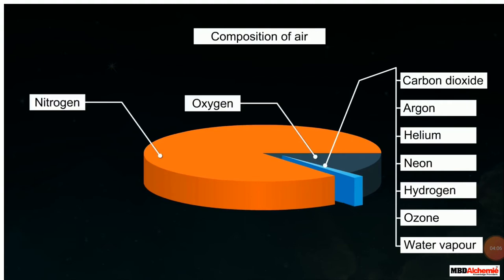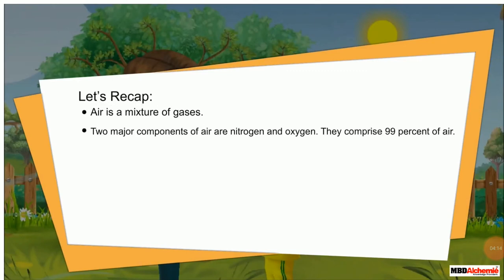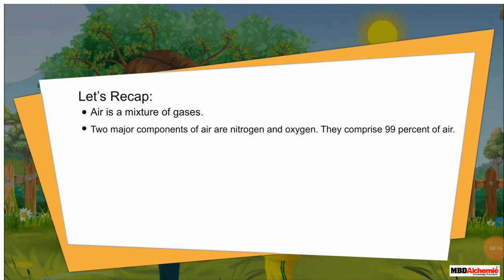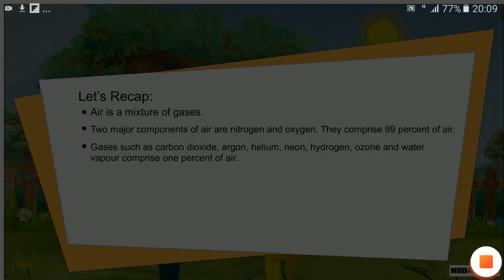So kids, now you know what air is composed of. Let's recap. Air is a mixture of gases. Two major components of air are nitrogen and oxygen. They comprise 99% of air. Gases such as carbon dioxide, argon, helium, neon, hydrogen, ozone, and water vapor comprise 1% of air.